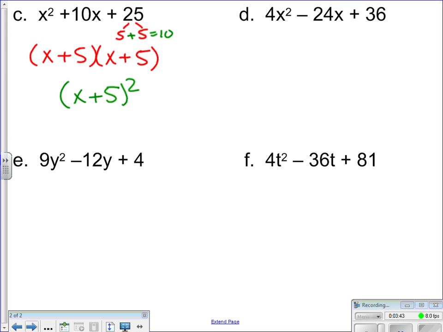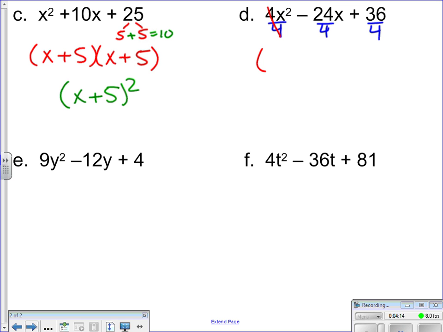Now, some people take D and they'll say, oh, look, 4x squared. That's 2x, 2x. 36, hey, that's 6 times 6. Make the 6 negative. Hey, look, they're the same. But you forgot something. If you can divide, you're expected to divide. All of these numbers could have been divided by 4. So I hope you did that.